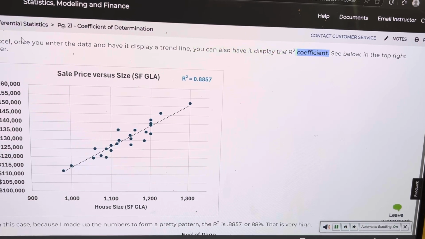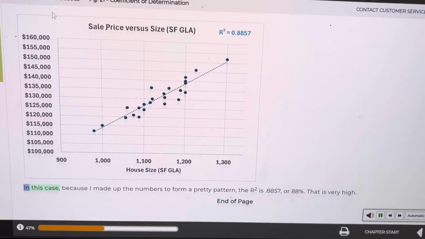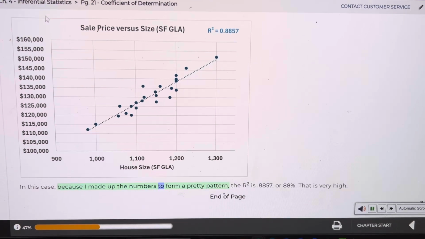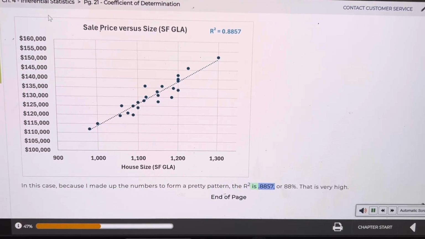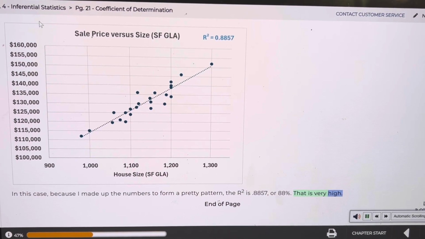In Excel, once you enter the data and have it display a trend line, you can also have it display the R2 coefficient. See below, in the top right corner. In this case, because I made up the numbers to form a pretty pattern, the R2 is 0.8857 or 88%. That is very high. End of page.